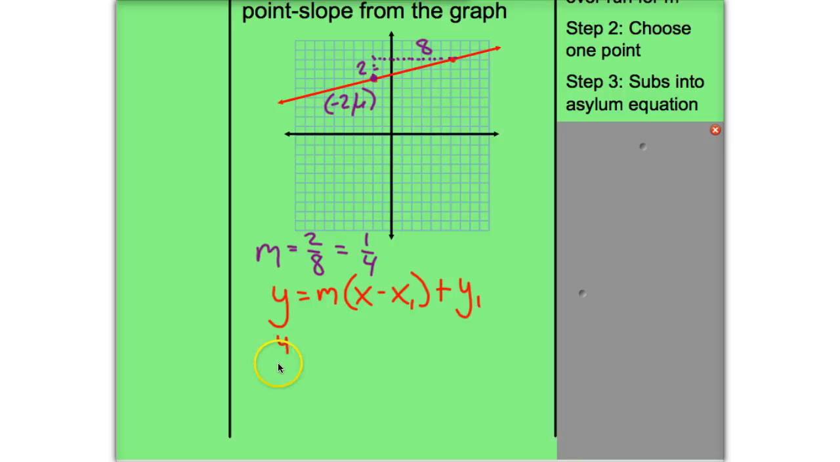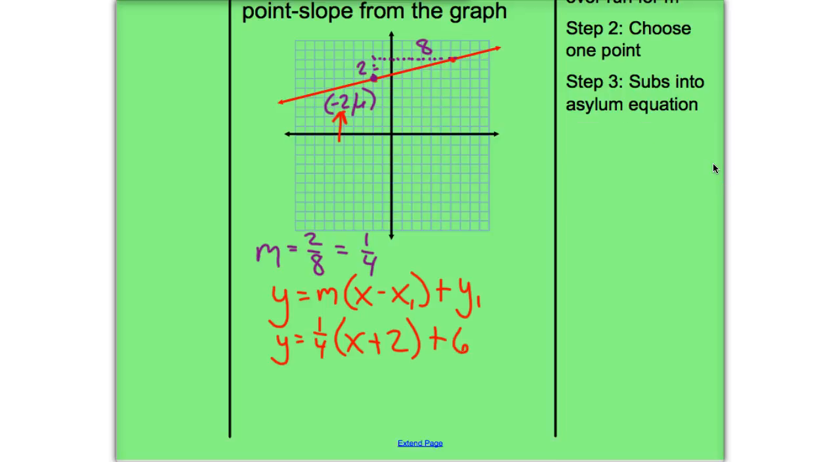So, substituting my slope in for m. Now this time, my x-coordinate is negative. Remember, it goes into the asylum and it does the opposite of what you expect. So it's actually going into my equation as a +2. And then on the outside, we have our +6 because y is normal. It does what we expect it to do. This time, we're not going to simplify and solve for y. We're just going to practice substituting into the equation.